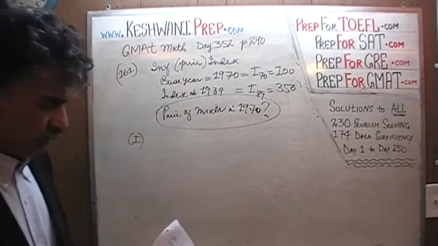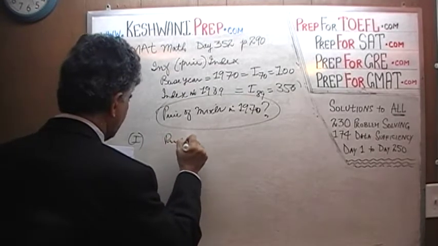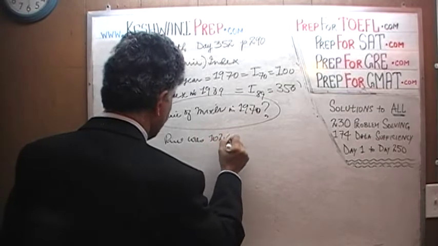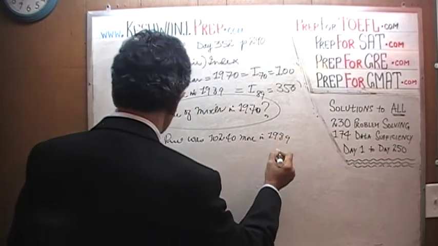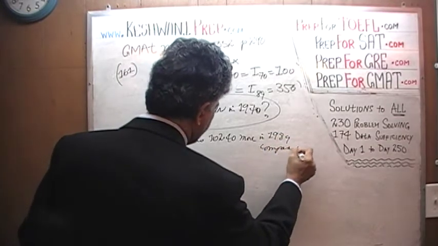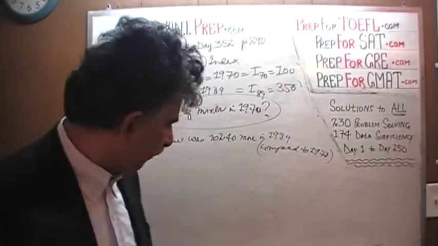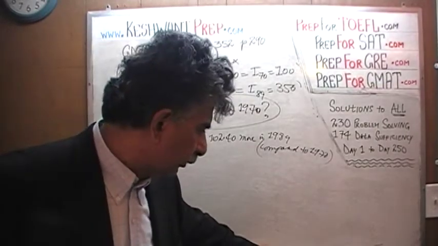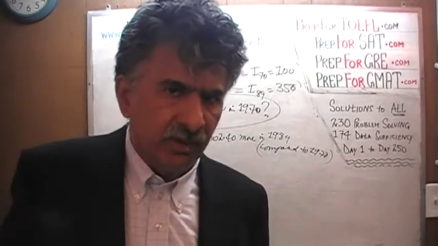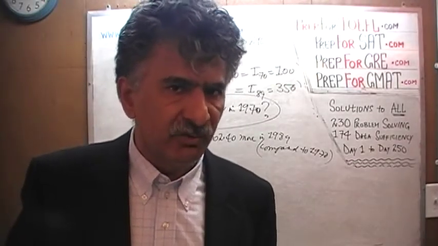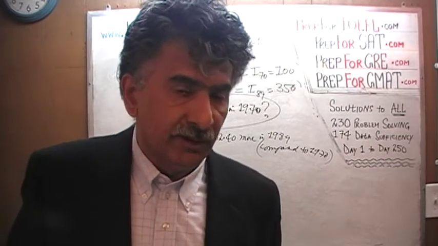In the first statement, they tell us that the price was $102.40 more in 1989 compared to 1970. This part was not necessary because, of course, it's compared to 1970 because that's the whole point here. 1970 is our base year. The question is, is this enough information? Is the information provided to us in statement number one sufficient data to be able to answer the question? The question being, what was the price in 1970 for this mixture?